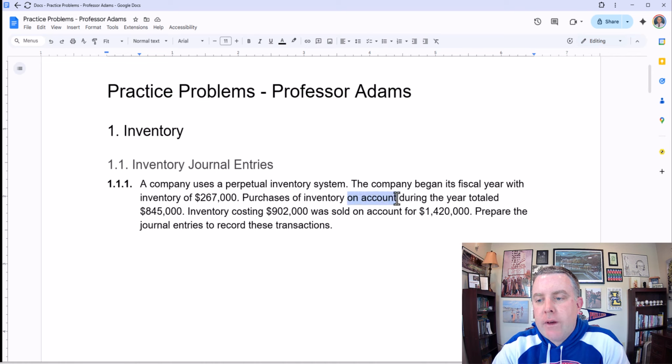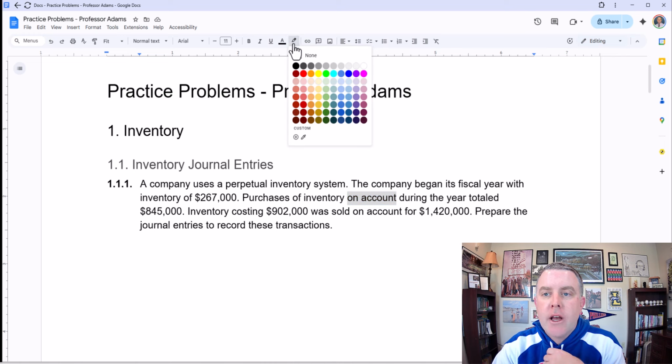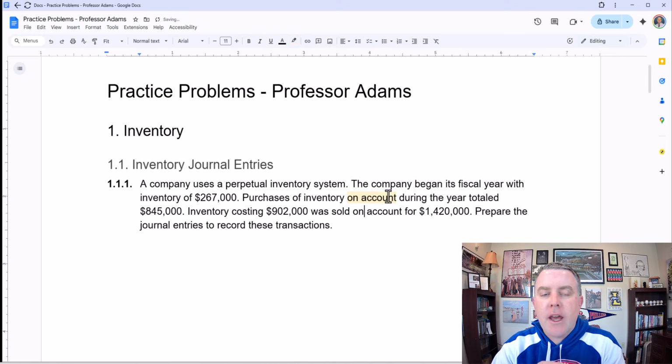On account is telling you that if we are the buyer, if we're the company buying the inventory from a supplier, this indicates to us that we didn't pay cash. We made an arrangement with the supplier that we would pay later. They would bill us later. Usually the supplier will send us an invoice and say, pay us in 30 days.